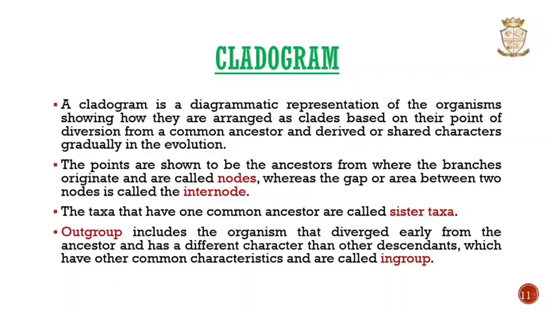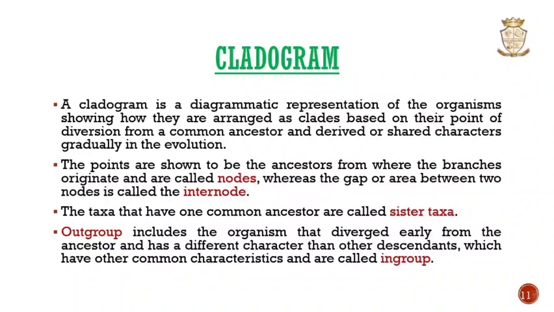A cladogram is a diagrammatic representation of the organisms showing how they are arranged as clades based on their point of divergence from a common ancestor and derived or shared characters gradually in the evolution. In this, patterns of relatedness of different characters are illustrated. The points shown to be ancestors from where the branches originate are called nodes, whereas the gap or area between two nodes is called the internode.